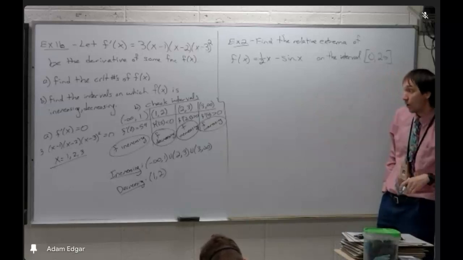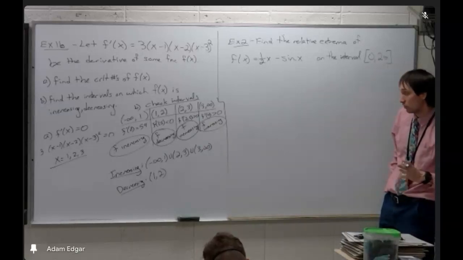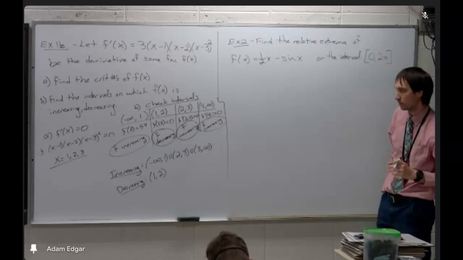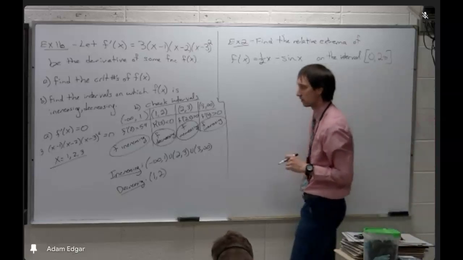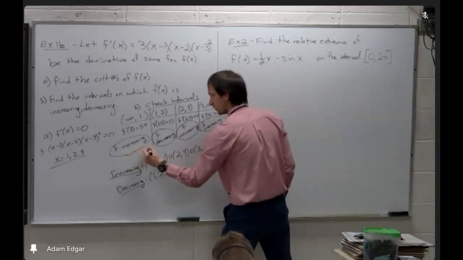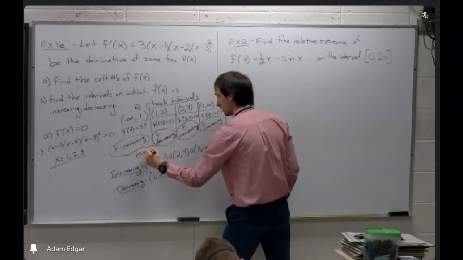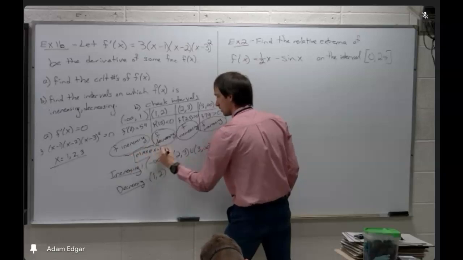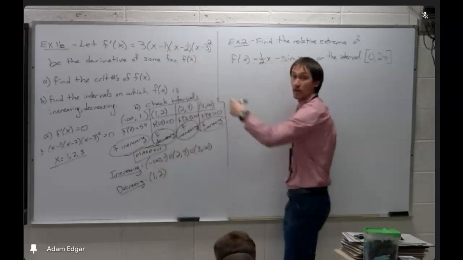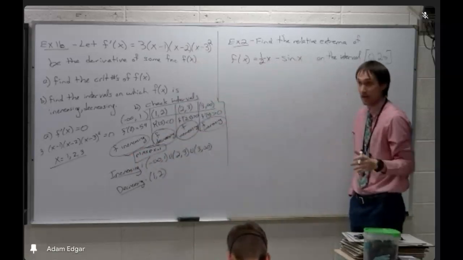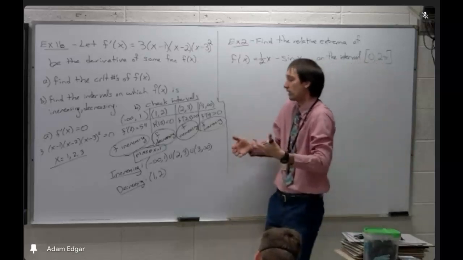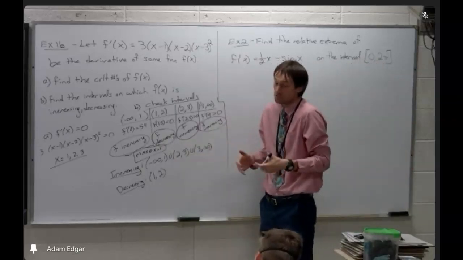At what x value will there be a maximum? At 1. At 1, we go from increasing to decreasing. So max at x equals 1. Now here, because you don't know the f of x function, we can't find out what the actual max is. All we can do is say, I don't know what it is, but it happens at 1.